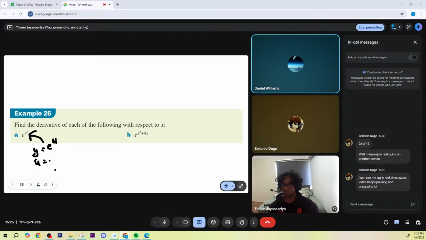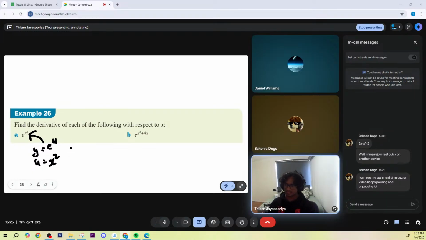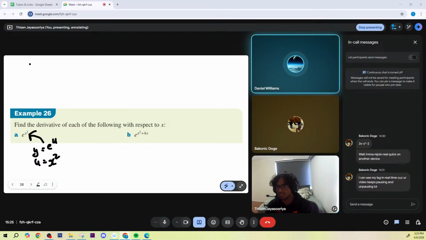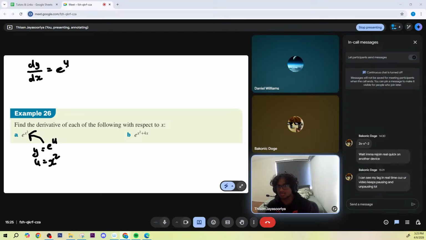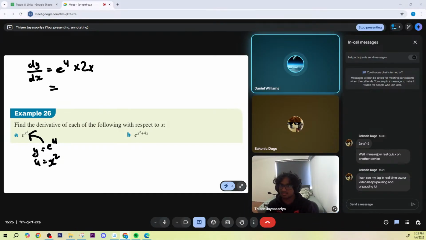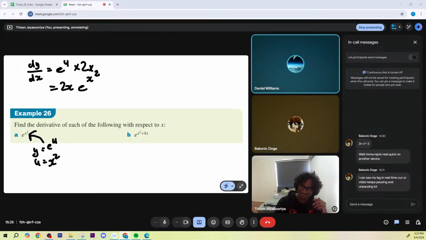x squared. Yeah, u is equal to x squared, yeah? So then when I do dy dx, I get e to the u times 2x. So you get here e to the u times by 2x, yeah? So I finally get 2x e to the power of x squared. Yep.